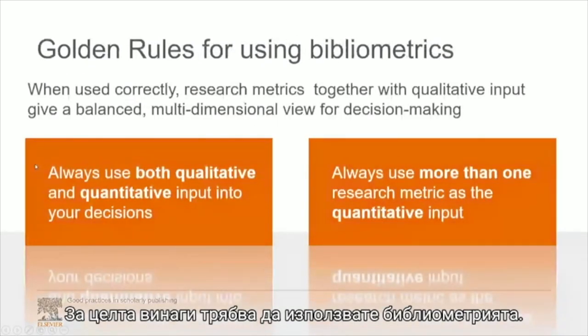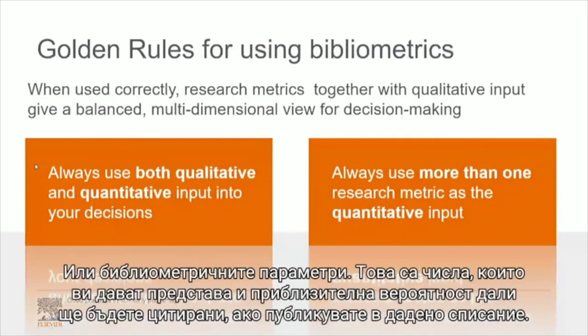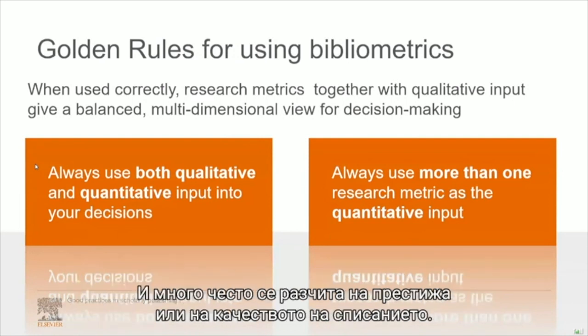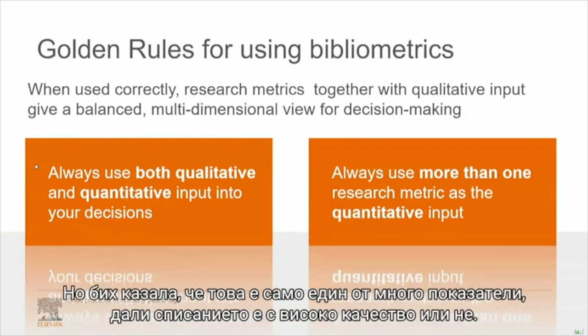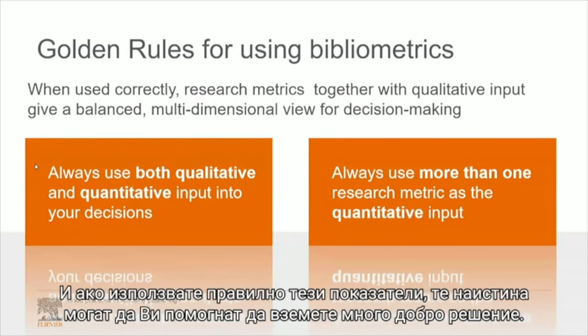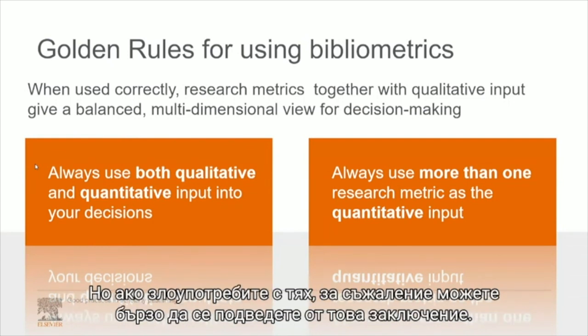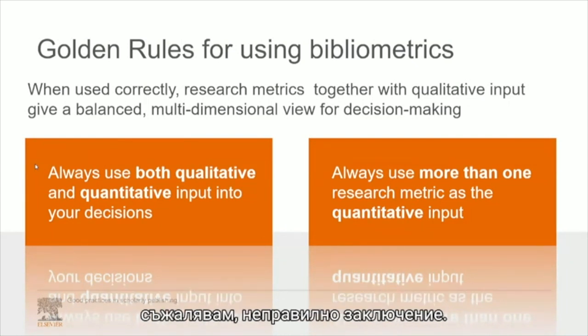All right, so you should always use bibliometrics. Bibliometric parameters are numbers which give you an approximation of the likelihood of being cited if you publish in a given journal. It is very often translated into prestige or the quality of the journal, but I would say it is only one of many indicators of whether the journal is of high quality or not. If you use those metrics correctly, they can really help you make a very good decision. But if you misuse them, you can unfortunately quickly jump to incorrect conclusions.